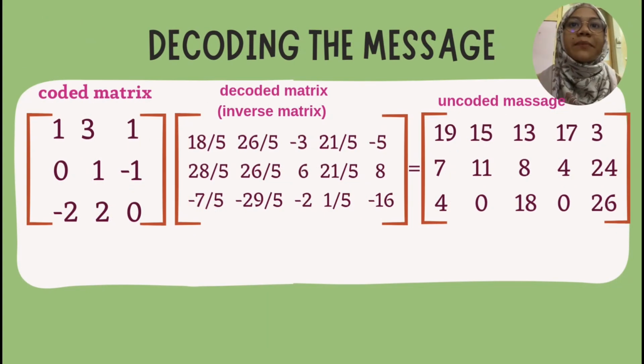To decode the message, the receiver uses the decoder matrix, which is the inverse matrix, to multiply it with the coded matrix. This process reverses the encoding, restoring the original numeric values of the message. Once decoded, the numeric values are converted back to letters, revealing the original message.